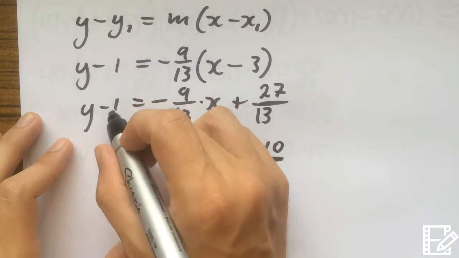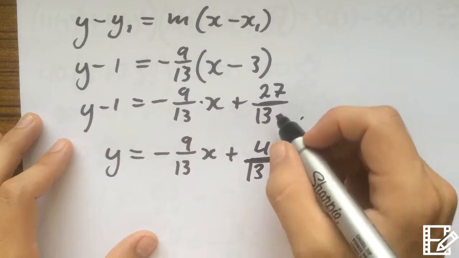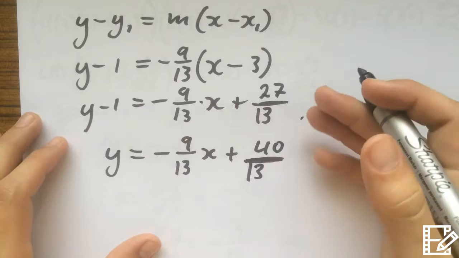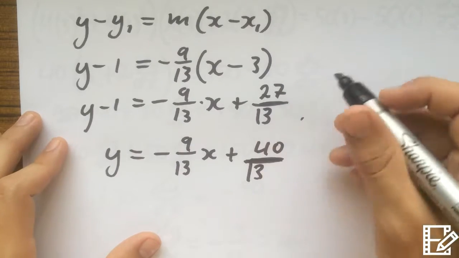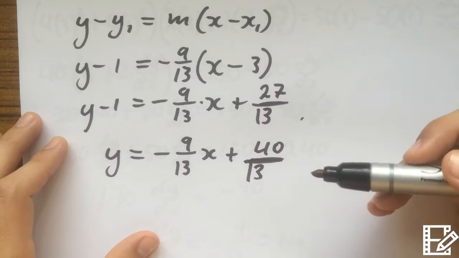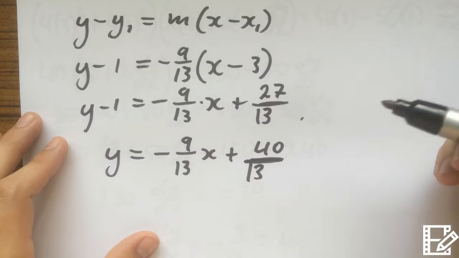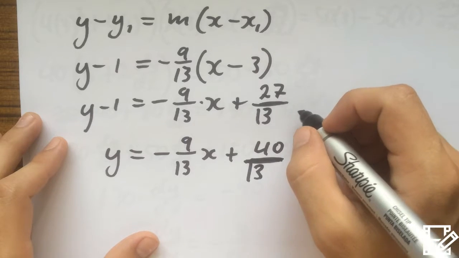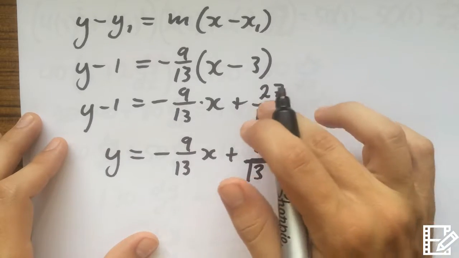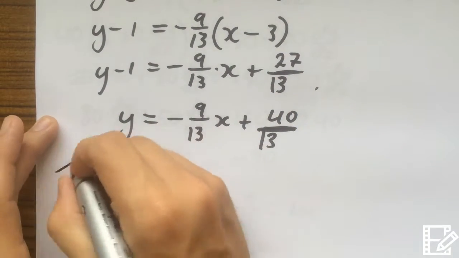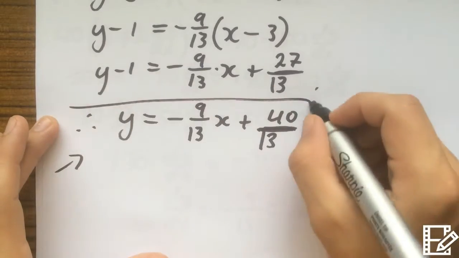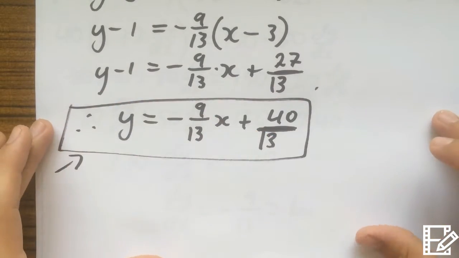Because we're going to bring the 1 over and add it on. And if we're adding 1 on, when you're working with fractions, the denominator is 13. So 1 is the same as 13 on 13, because that equals 1. Therefore, we add it on, and adding 13 to 27 will give us 40. Anyway, that is our answer, the equation for the tangent line.